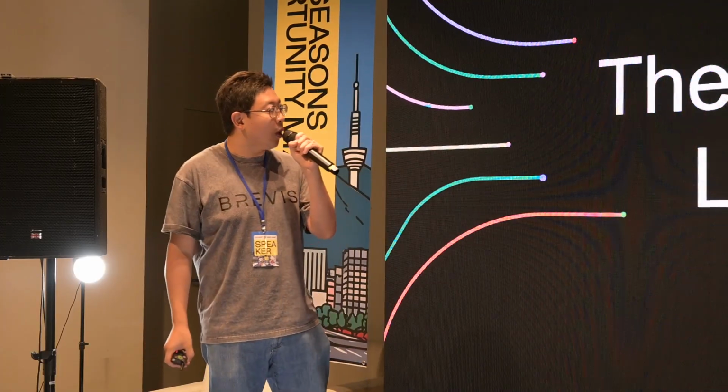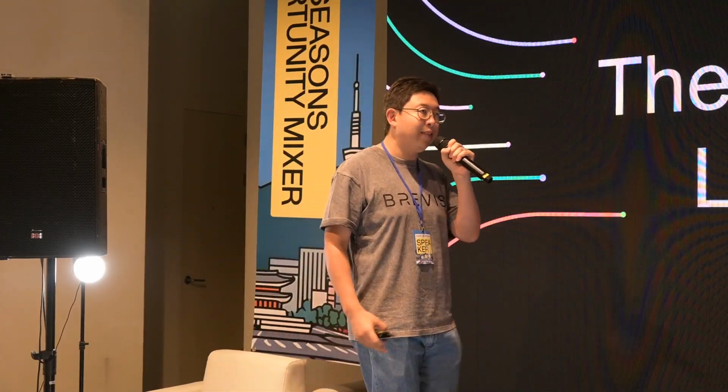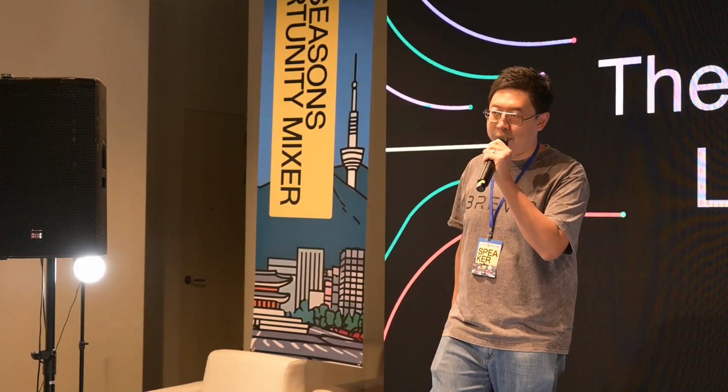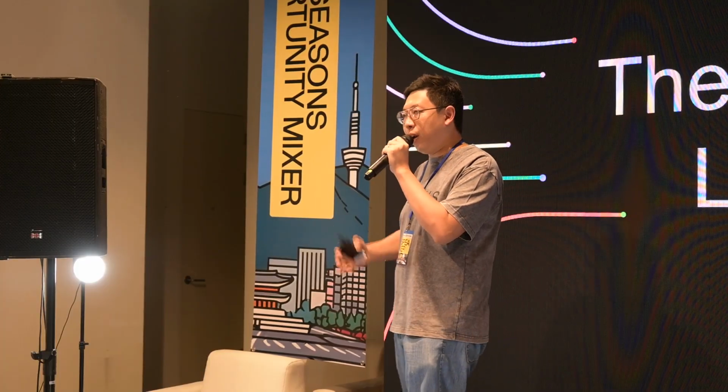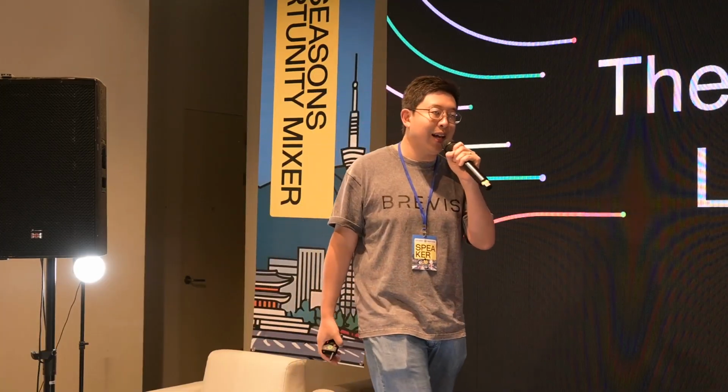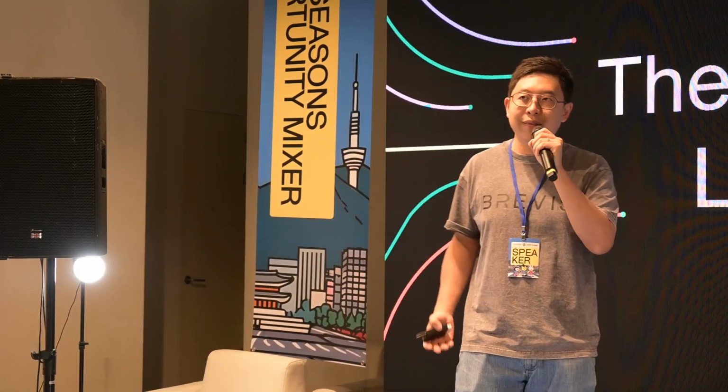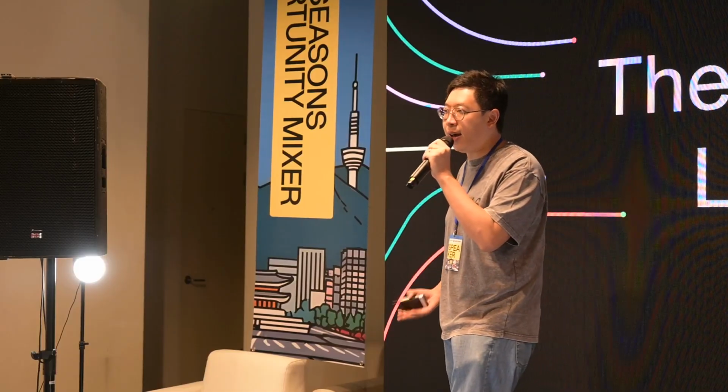At Brevis, what we're building is something called the infinite compute layer for Web3 and everything. It is a smart, verifiable computing engine that enables you to build new kinds of applications in blockchain, in AI, and even in Web2 that were not possible before.